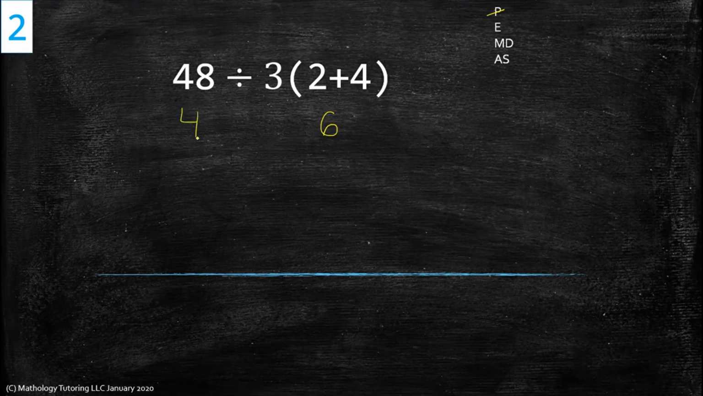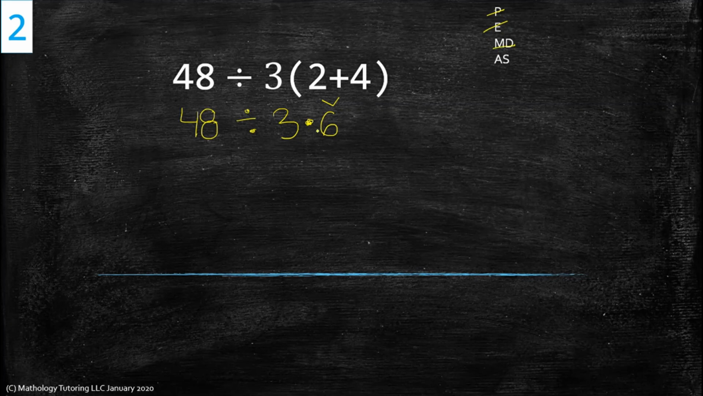I'm going to bring down the 48. I'm going to bring down the division sign. I'm going to bring down the 3. And this means multiplied, 3 times 2 plus 4. So I put a times symbol there. And since 2 plus 4 is 6, I don't need to do anything else with that. I have no exponents. So now I'm going to look next for multiplication and division.